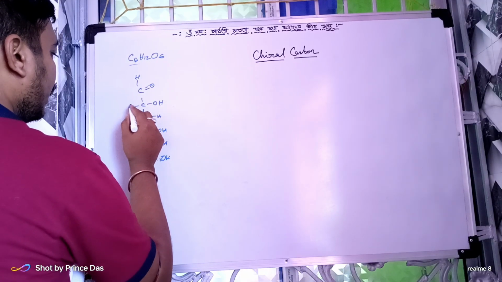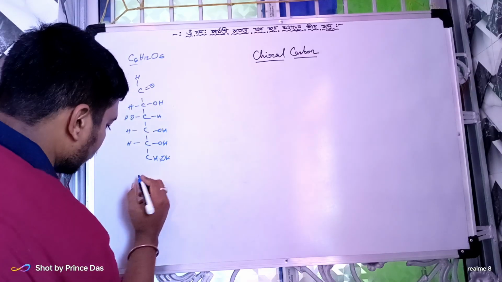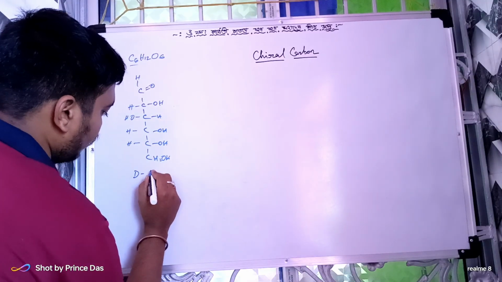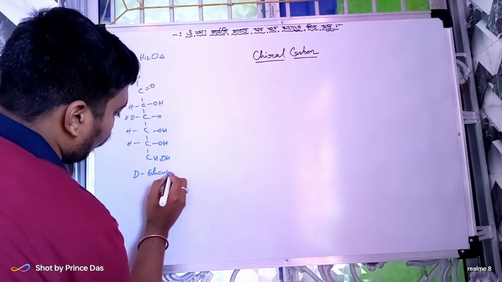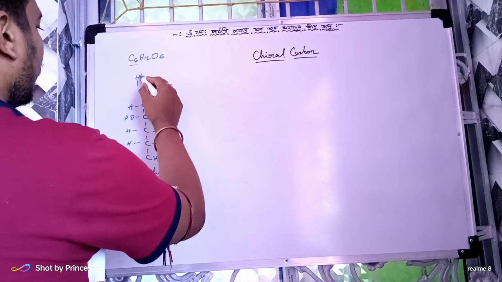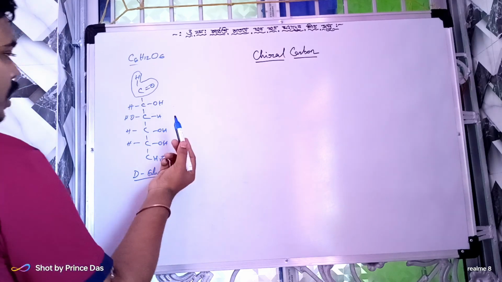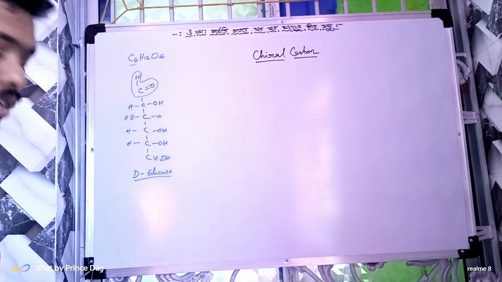OH and H. So it is the structure of glucose, D-glucose. Okay. So here you can see the aldehyde group. And so how many chiral carbons are there?